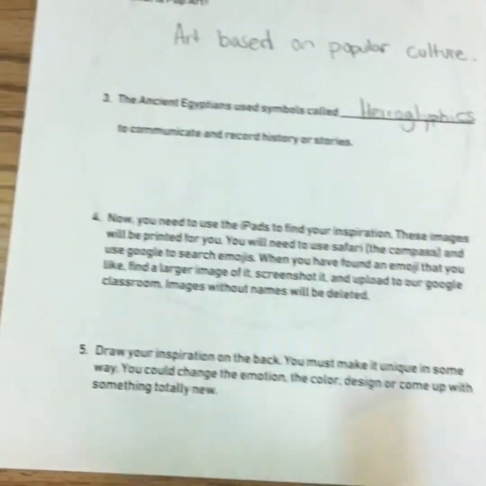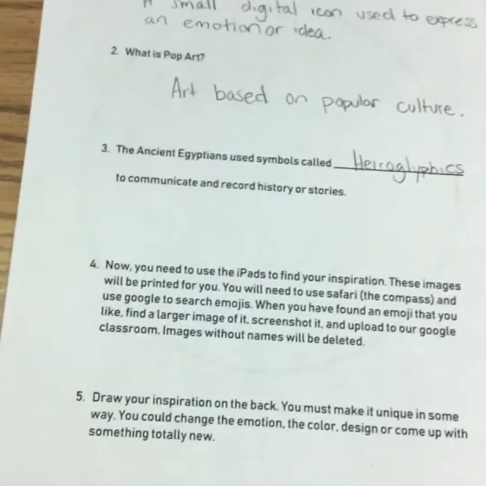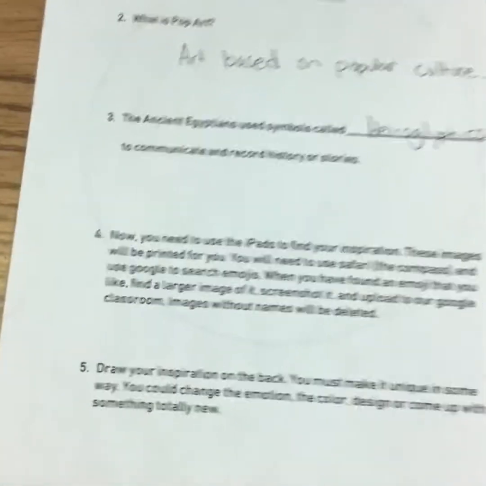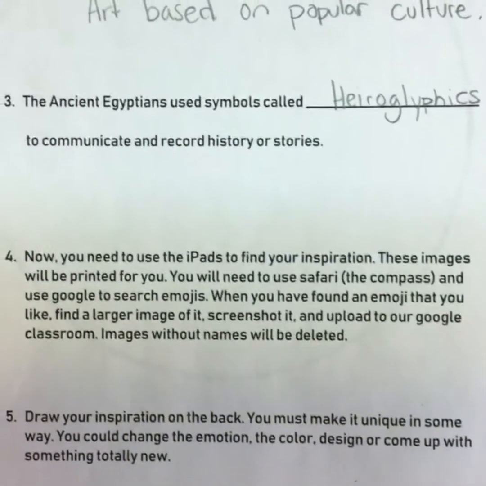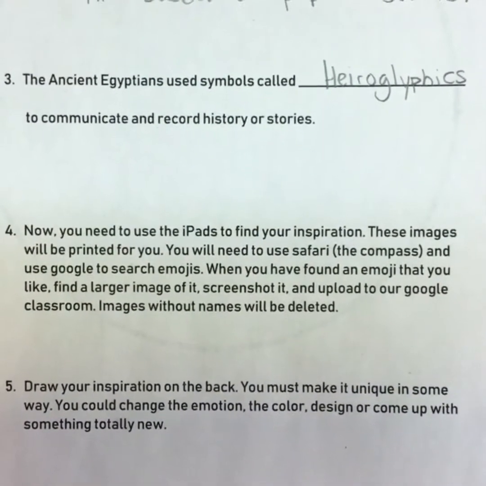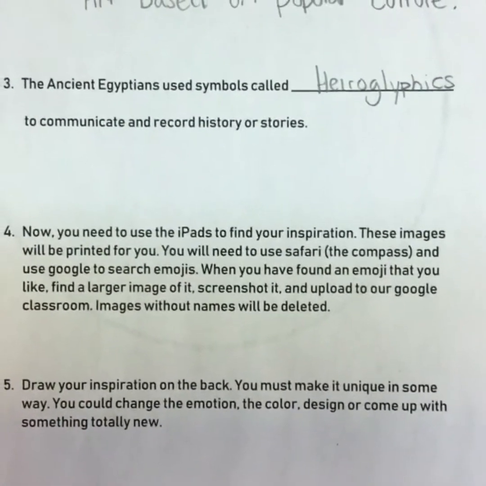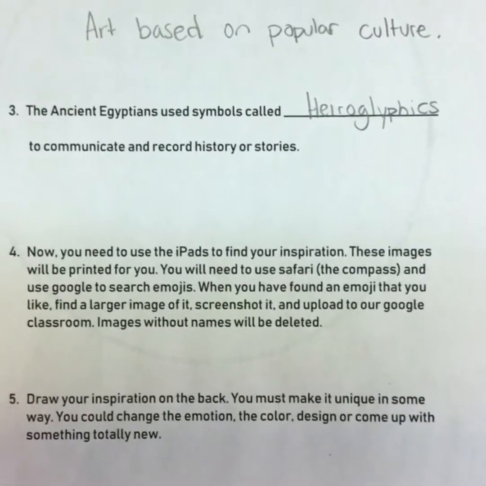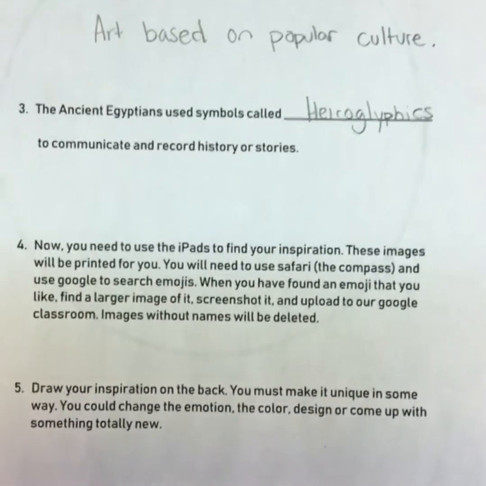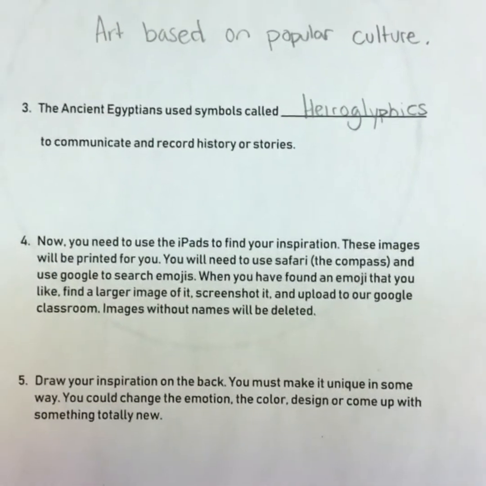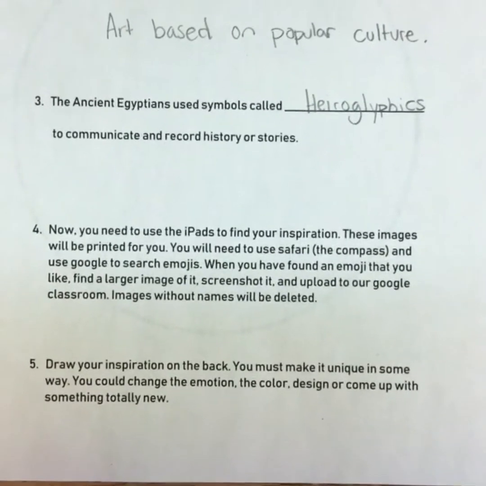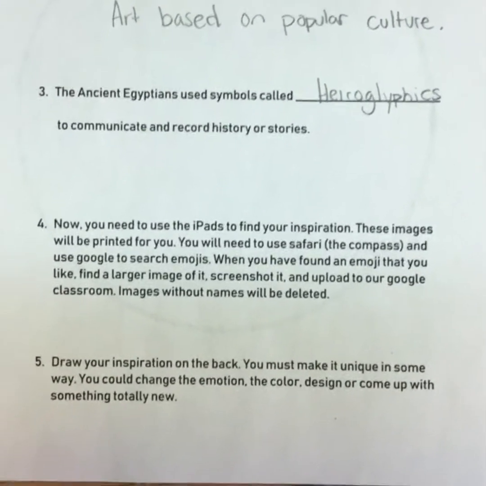All right, awesome. So the next part, I hope you're listening. I'm going to go over how to submit your images through Google Drive. Now you need to use the iPads to find your inspiration. These images will be printed for you. You will need to use Safari, the compass, and use Google to search for emojis. When you find an emoji that you like, find a large image of it, screenshot it, and upload to our Google Classroom. Images without names will be deleted.